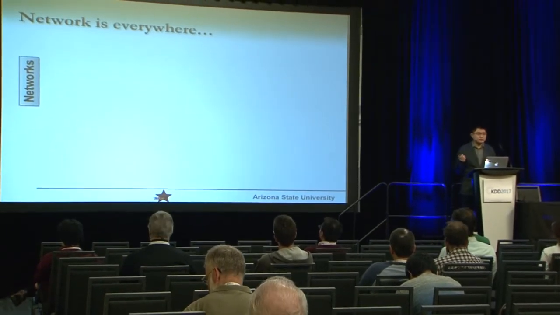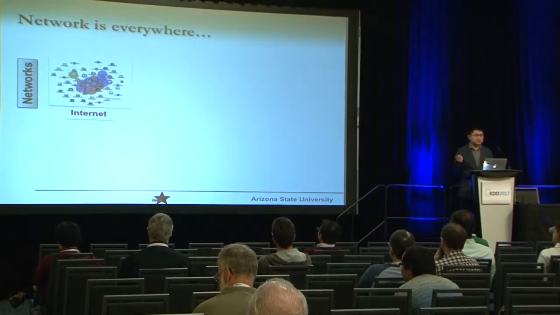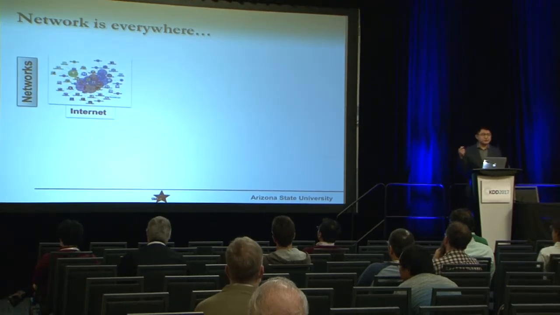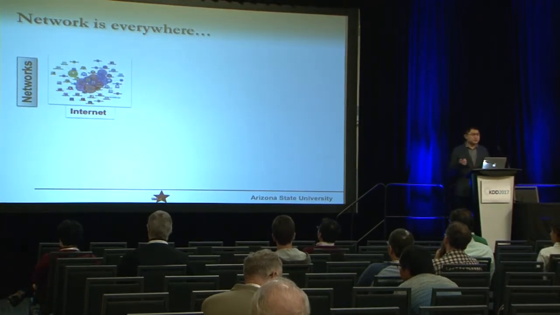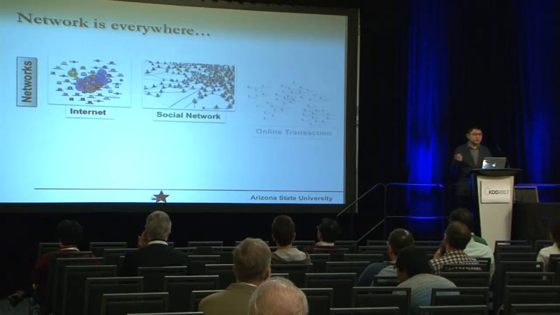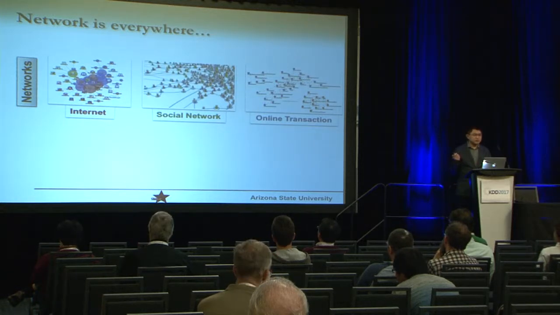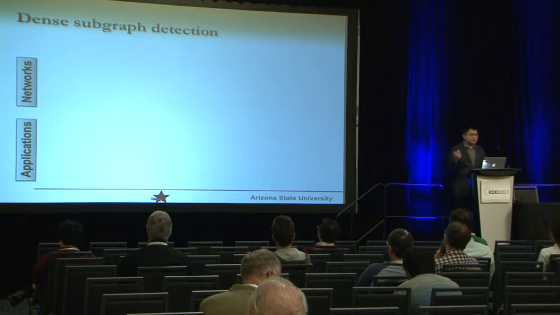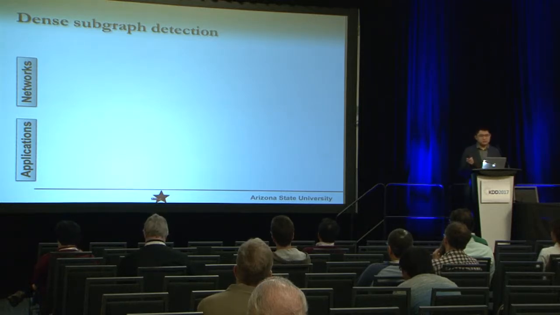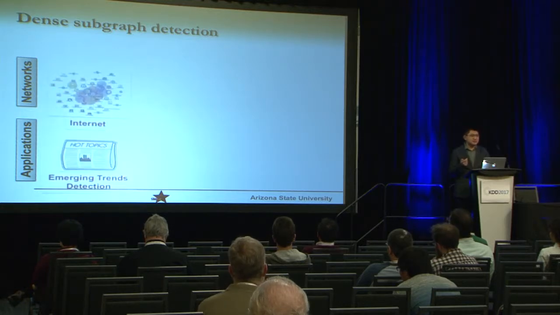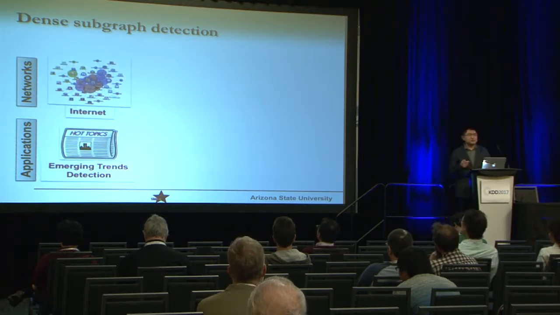So, networks everywhere. Graphs present a powerful data structure for modeling the relationships among entities in the real network, such as internet, social network, and online transaction network, and so on. So dense subgraph detection is very popular in practice since it provides an important tool for us to understand the underlying structure of the given network.